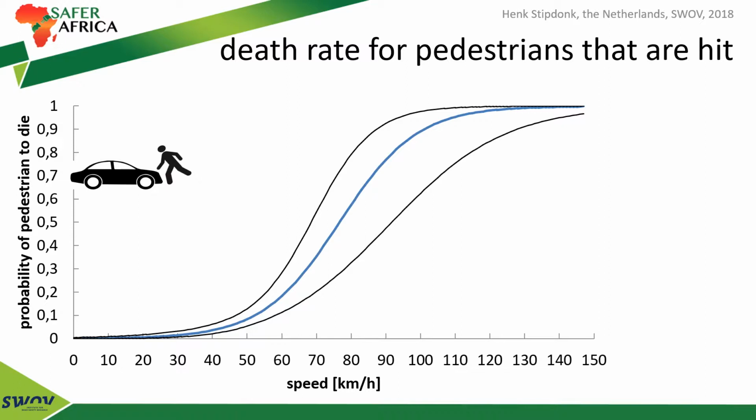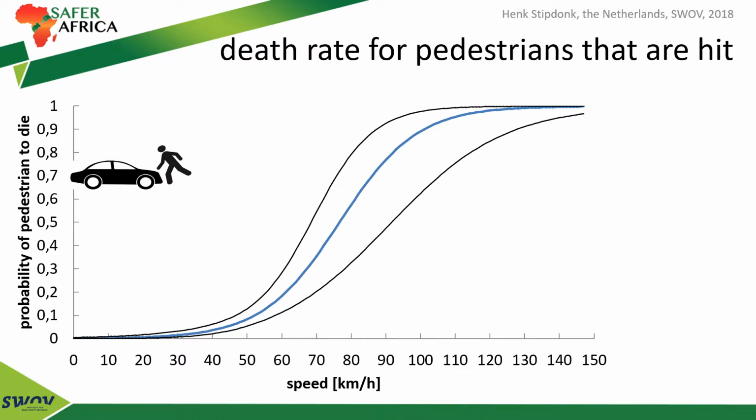In this graph we see how speed becomes more and more lethal in the case of a car crash hitting a pedestrian. The blue line represents the probability of a pedestrian being killed at the given speed. So here we have an 80 km per hour speed, and the probability for a pedestrian to be killed at that speed is 70%.